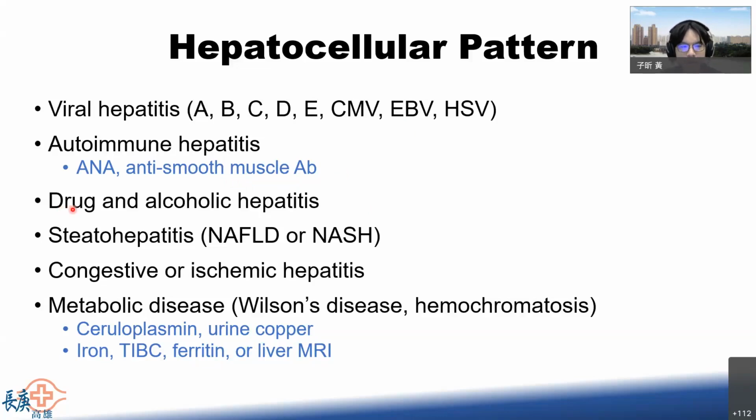Drug, alcohol and substance-induced hepatitis, steatohepatitis such as NAFLD or NASH, vascular causes such as congestive liver or ischemic hepatitis, and metabolic diseases such as Wilson's disease and hemochromatosis. For Wilson's disease, you will have to check urine copper and serum ceruloplasmin. For hemochromatosis, you might want to check iron, TIBC, ferritin, or arrange a liver MRI for evaluation.